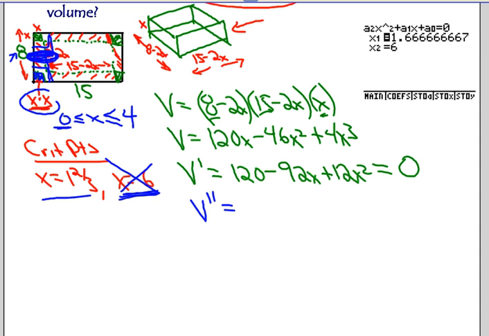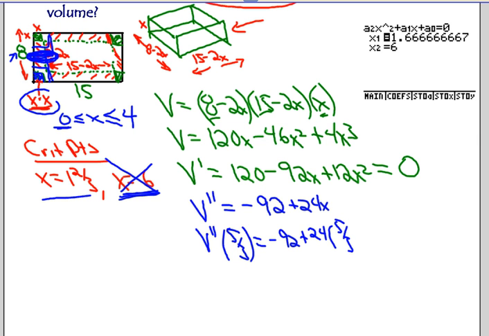Let's take the second derivative, and I note here 120 goes away. I get a negative 92, and I get a 24x. I'll check my second derivative at 1 2/3, otherwise known as 5/3. I'll get negative 92, and I'll take 24 times 5/3. Reduce it, I get an 8, and it looks like a negative 52. So by the second derivative test, the second derivative is negative, so my graph is concave down at that point, and concave down means I have found the local max.